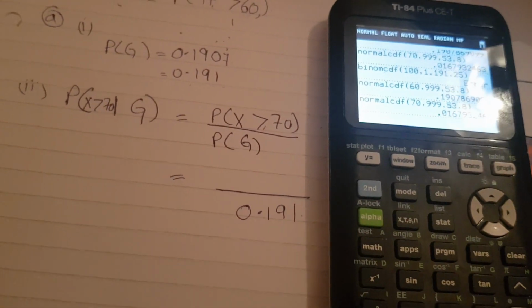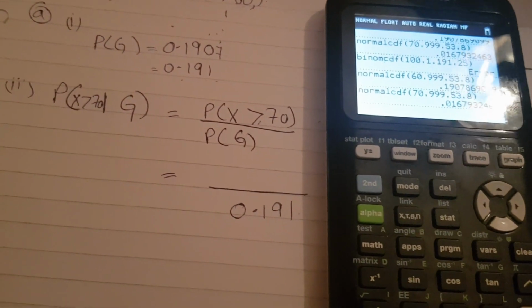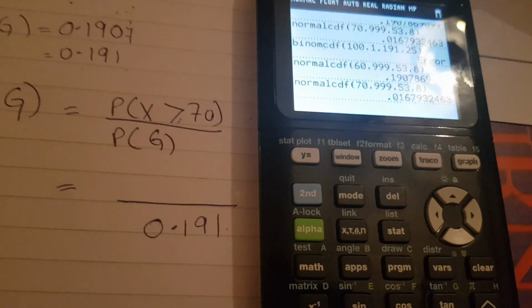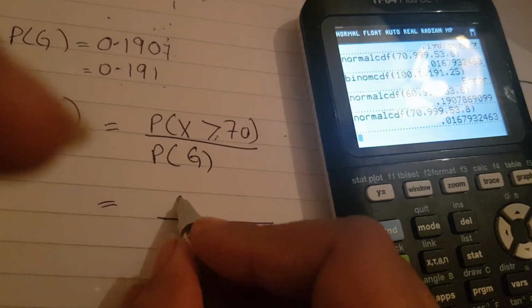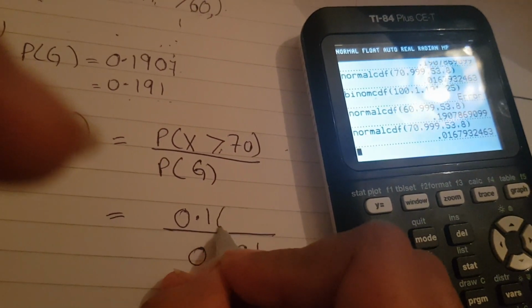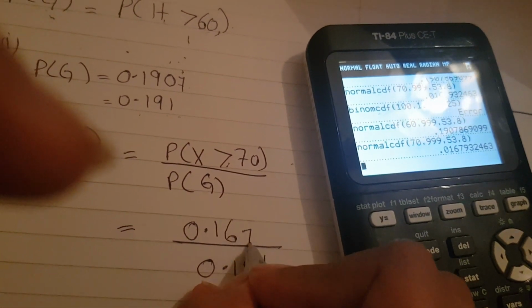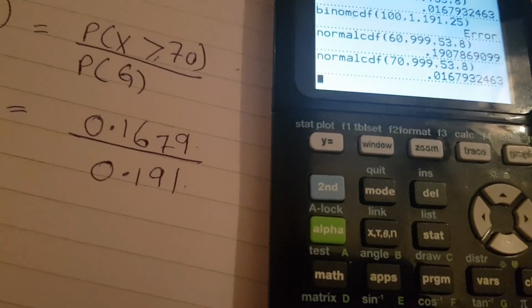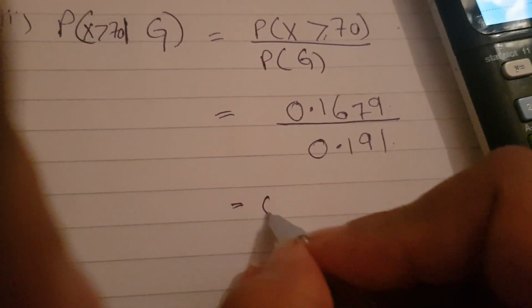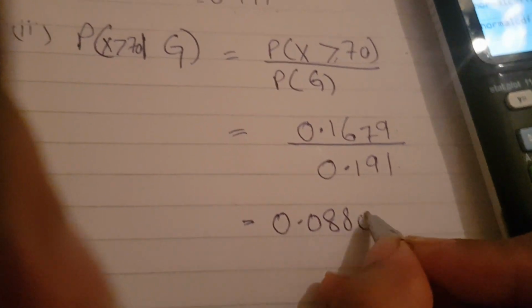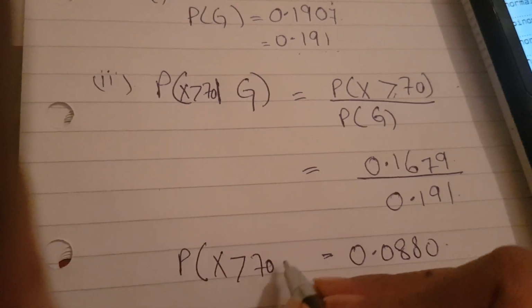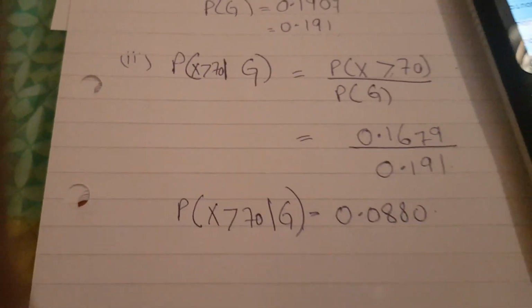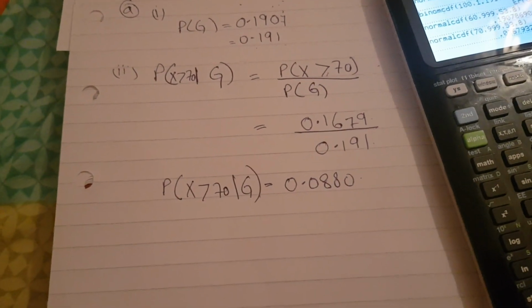So the probability that the height is greater than 70 is 0.1679. Now I'll divide these. I'll get 0.0880. So the probability that my x is greater than 70, given that it was a giant tree, is 0.0880.